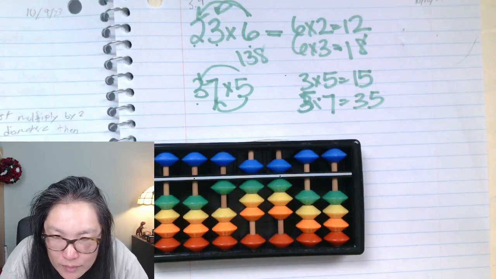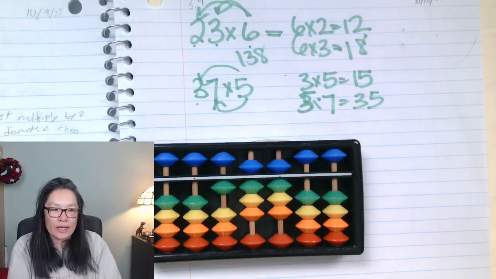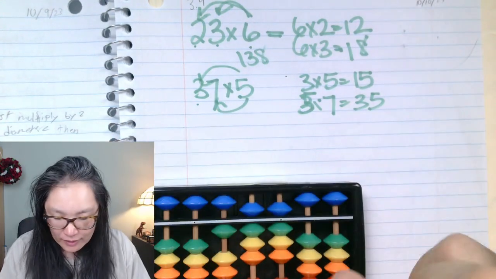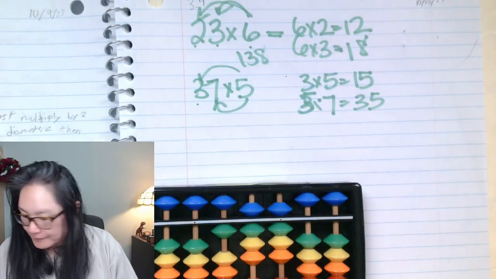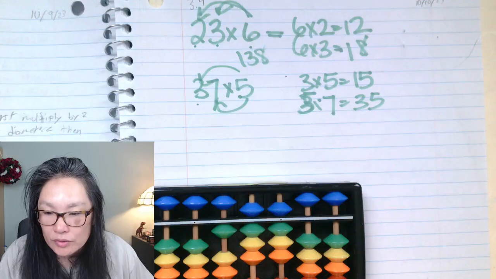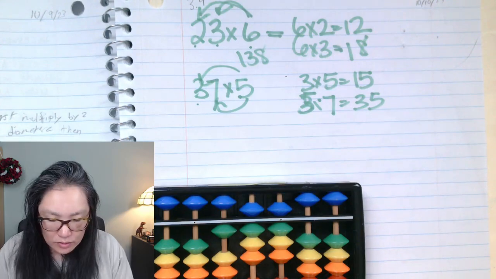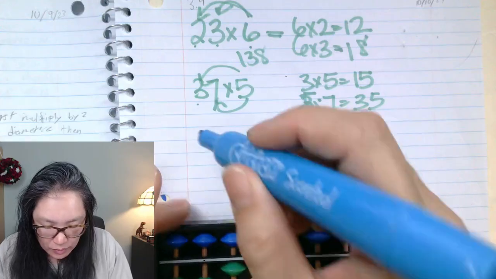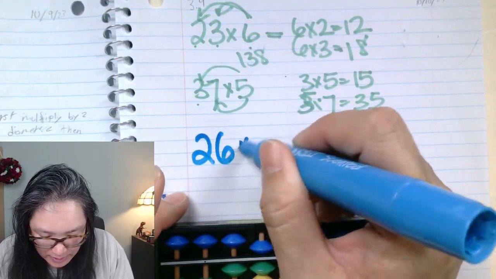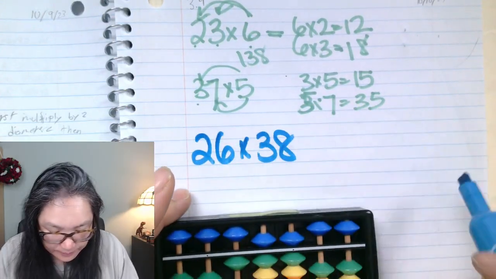Whew. All right. I think I figured out the situation. The problem is trying to combine everything. So if we did another one, let's do another one with 2 digits. What if we did 26 times 38?